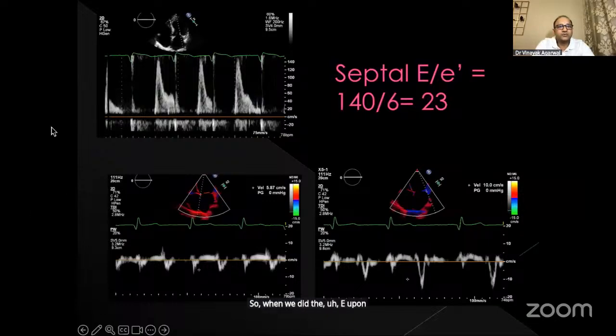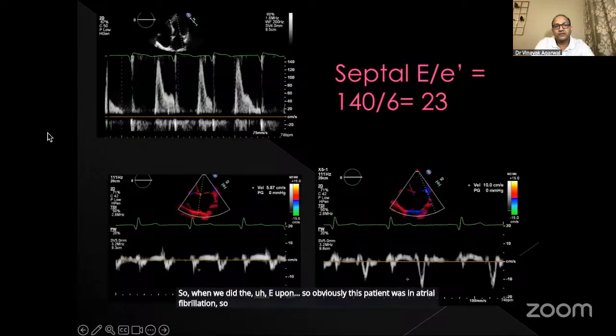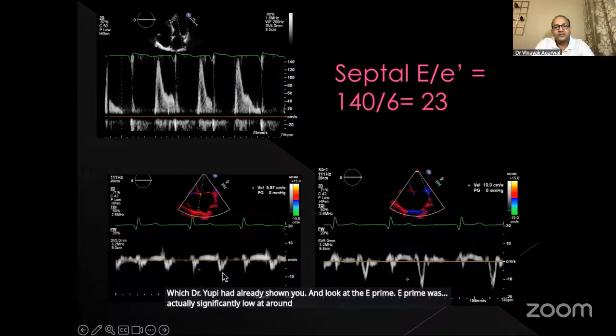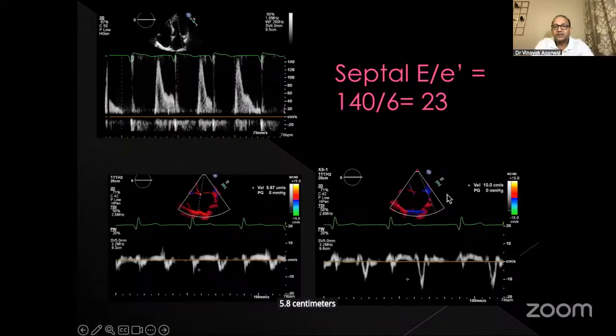Obviously this patient was in atrial fibrillation, so there was no A wave. And you can see a very tall E wave of around 140 centimeters per second. The other wave you see is the L wave, which Dr. UP had already shown you. And look at the E prime. E prime was actually significantly low, at around 5.8 centimeters per second. And this is a young man that we're talking about, 18 years of age. And the lateral wall was also 10 centimeters per second.